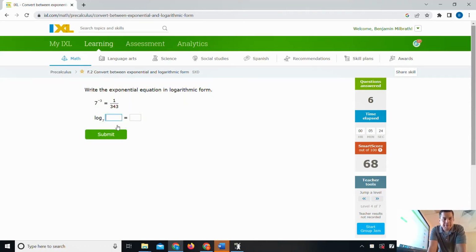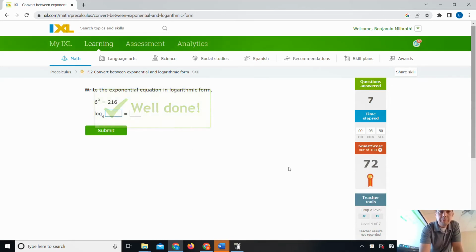Log base 7, because the original exponential function had a base of 7, is for this to be true, remember log is base. The base is 7. Next comes the argument or the old answer. So here we're going to have to put in 1 over 343. I'm surprised I can't do that. And it must equal the exponent of -3. And submit. Well done, Milbrath, again.